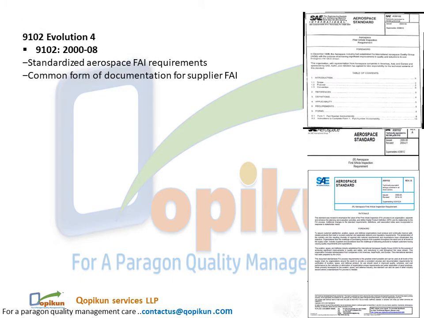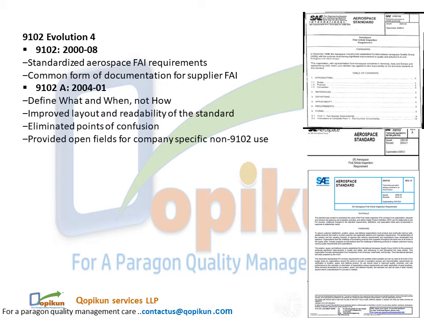9102 evolution. 9102, 2008: standardized aerospace FAI requirements and a common form of documentation for supplier FAI. 9102A, 2004-01: first, define what and when, not how. Improved layout and readability of the standard. Eliminated points of confusion. Provided open fields for company-specific, non-9102 use.